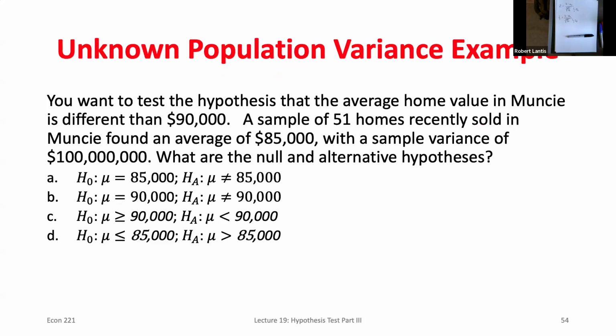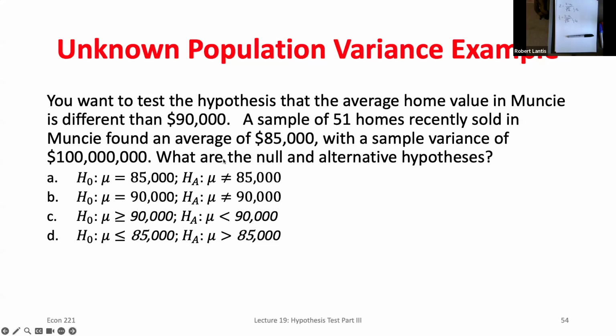Let's assume you want to test the hypothesis that the average home value in Muncie is different than 90,000. Muncie's a town in Indiana. I had some data on it, so I was using these values. So we want to know, is it any different than 90,000? Well, it seems pretty low, but maybe it's a fairly impoverished area. So you take a sample of 51 homes and you find the average is only 85,000. So can I, with 90, 95, 99% confidence, based off of my sample mean of 85,000, reject this assumed true value of 90,000?